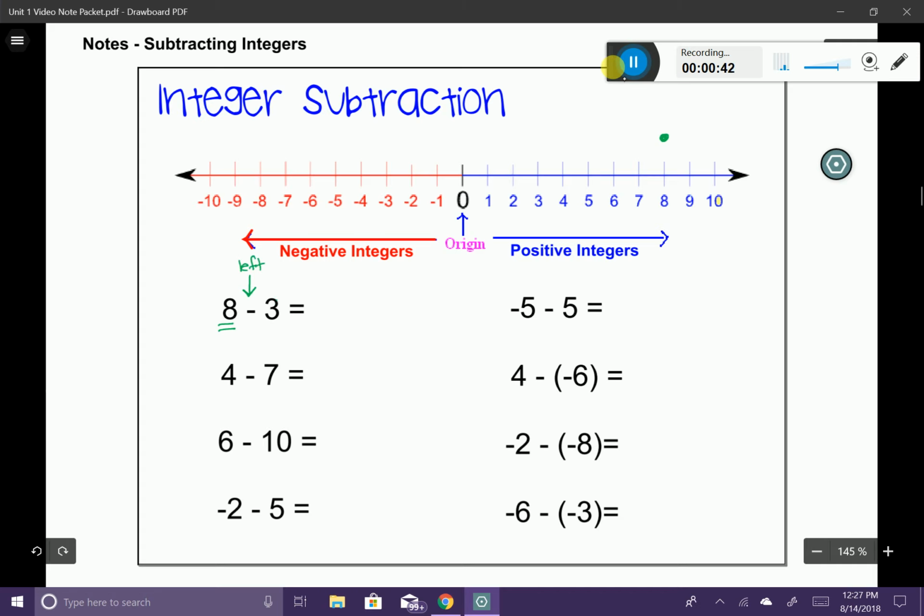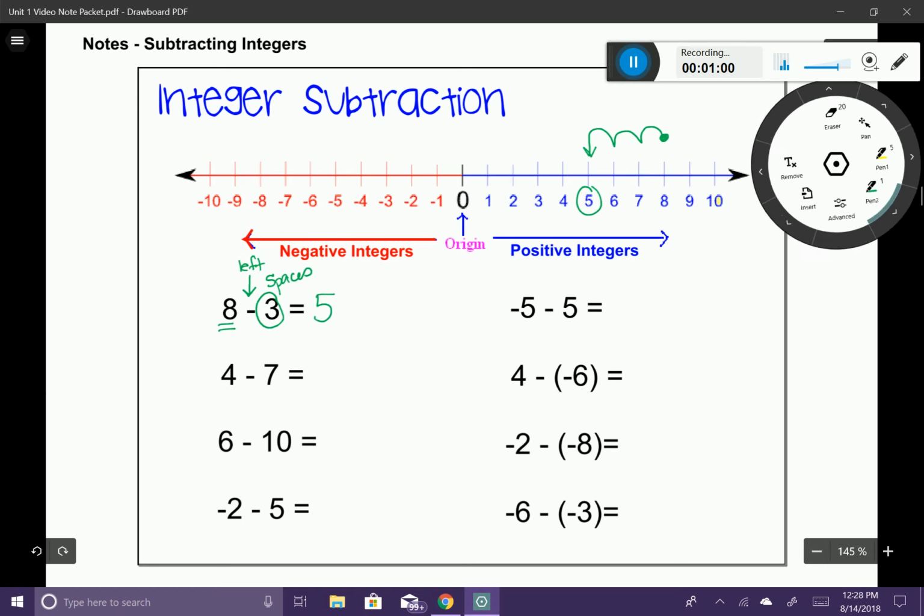And then the number that's next to that number is going to tell you how many spaces you're going to move. So in our case, we're going to be moving 3 spaces to the left. So I'll indicate that up here with my little loops, 1, 2, 3, leading me to positive 5 as my answer. Let's try another one.